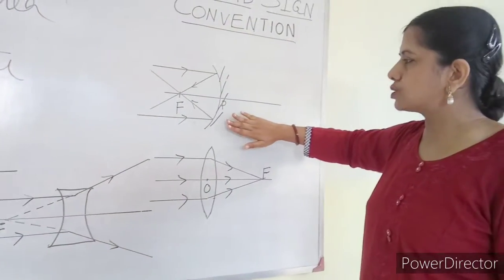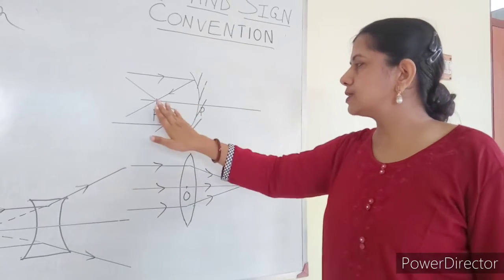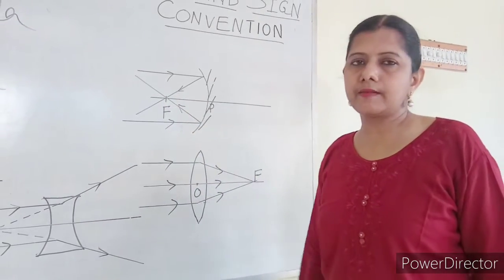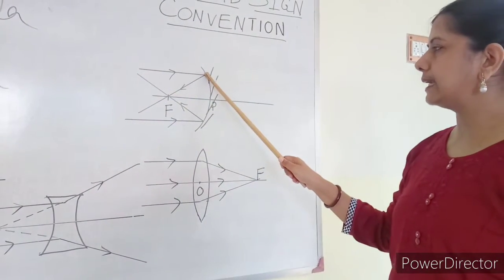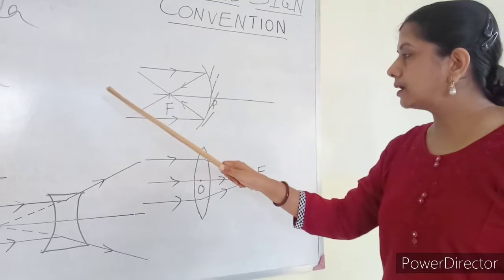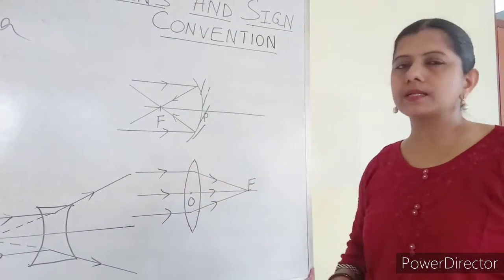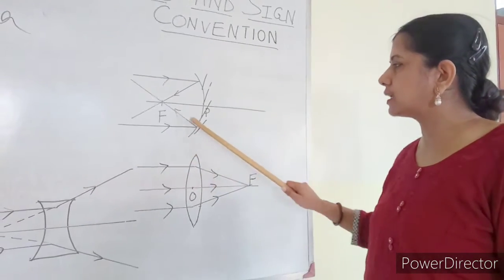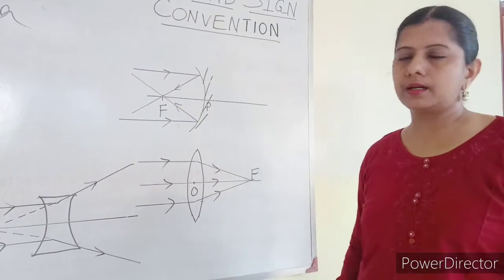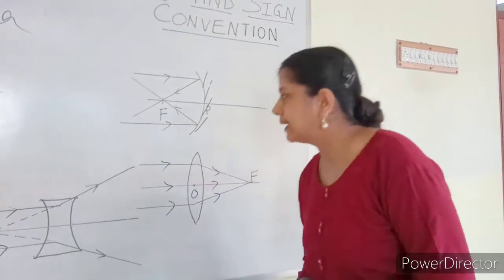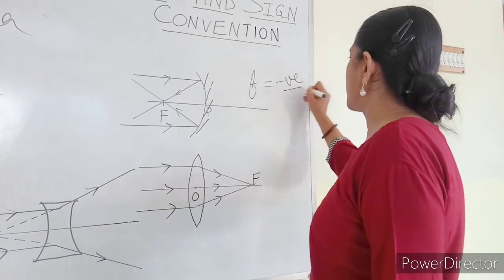This one is the concave mirror, and this one is the focal point of the concave mirror. How did you get the focal point? The rays of light parallel to the principal axis, after reflection, pass through the focus point, because this is a converging mirror. So what is the sign of the focal length here? The sign of focal length will be minus.